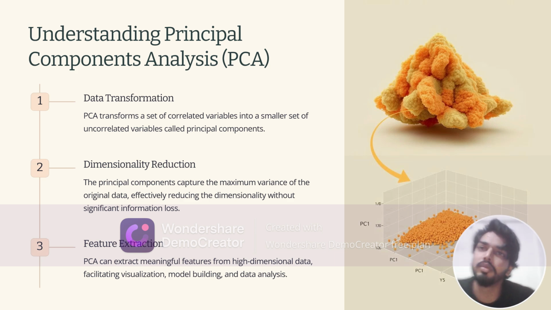Basically, data transformation breaks down the correlated variables, which is the very big data, into smaller sets of variables, so that it becomes a set of uncorrelated variables. That is basically called the principal component.